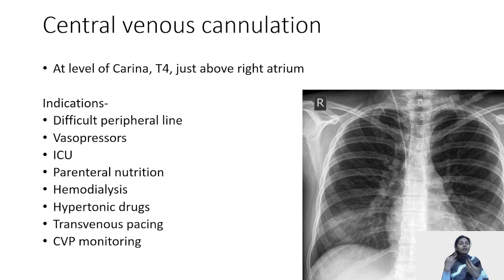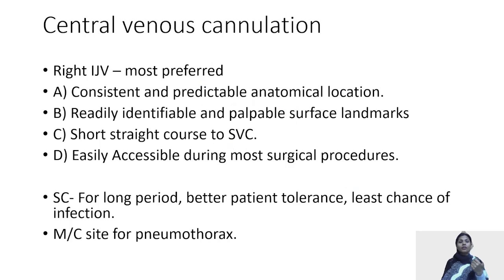One is your internal jugular, subclavian, or your femoral. When we talk about the internal jugular, the right internal jugular is always preferred over the left internal jugular, because the right internal jugular is anatomically more visible. Plus, it is quite straight also, and it has a predictable anatomical location. And thus, it has a short course before it reaches your superior vena cava. And during surgical procedures also, it is easily accessible.